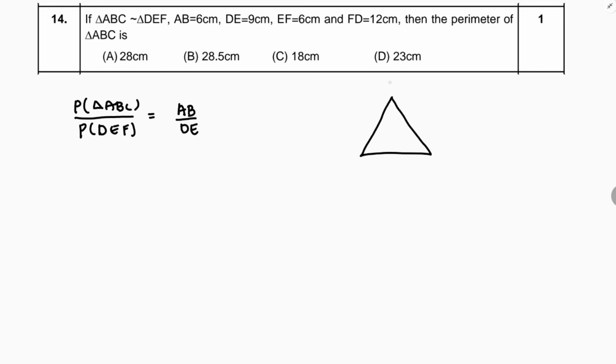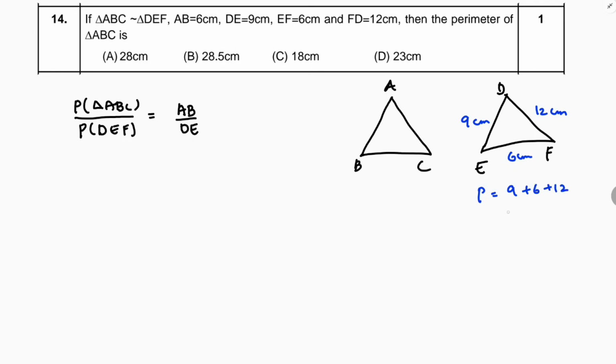Now if you see the triangles ABC and DEF, here DE is 9 centimeters, EF is 6 centimeters and FD is 12 centimeters. So the perimeter here is 9 plus 6 plus 12, so it is 27. So the perimeter of triangle DEF is 27. Now I need to find the perimeter of triangle ABC.